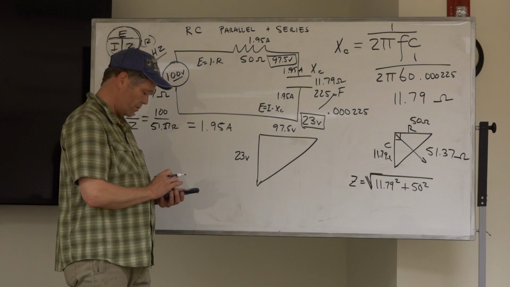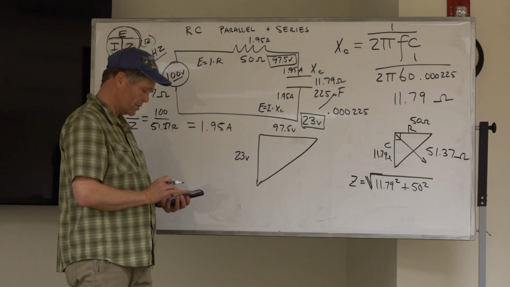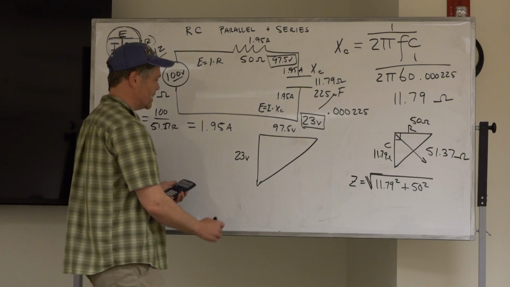I can never find the square root button on this. It's because I'm old and have bad eyes. Second, answer equals 100.17.